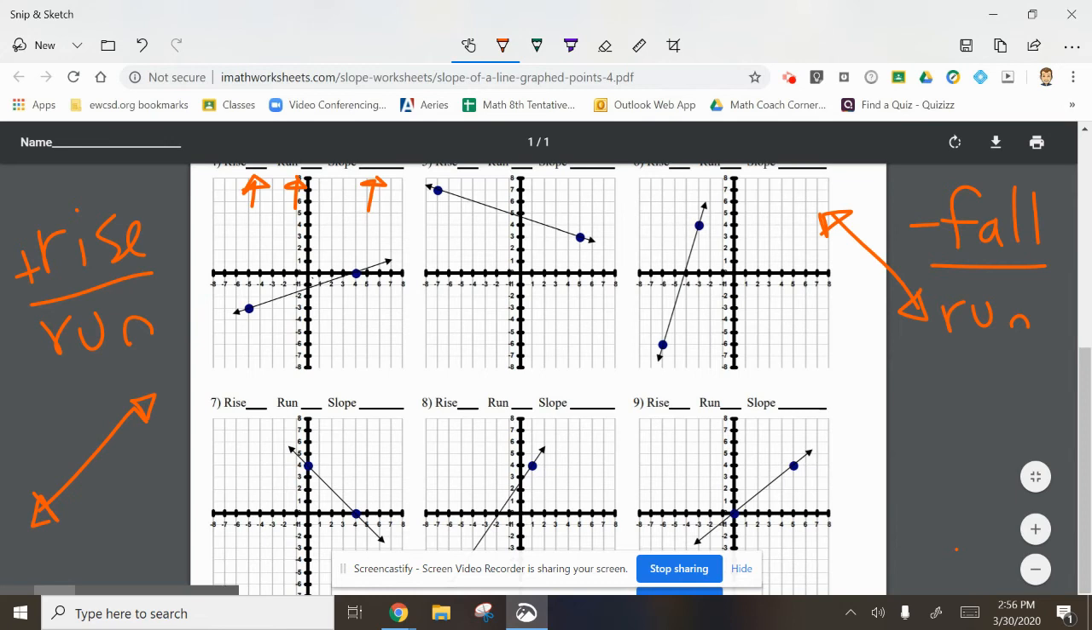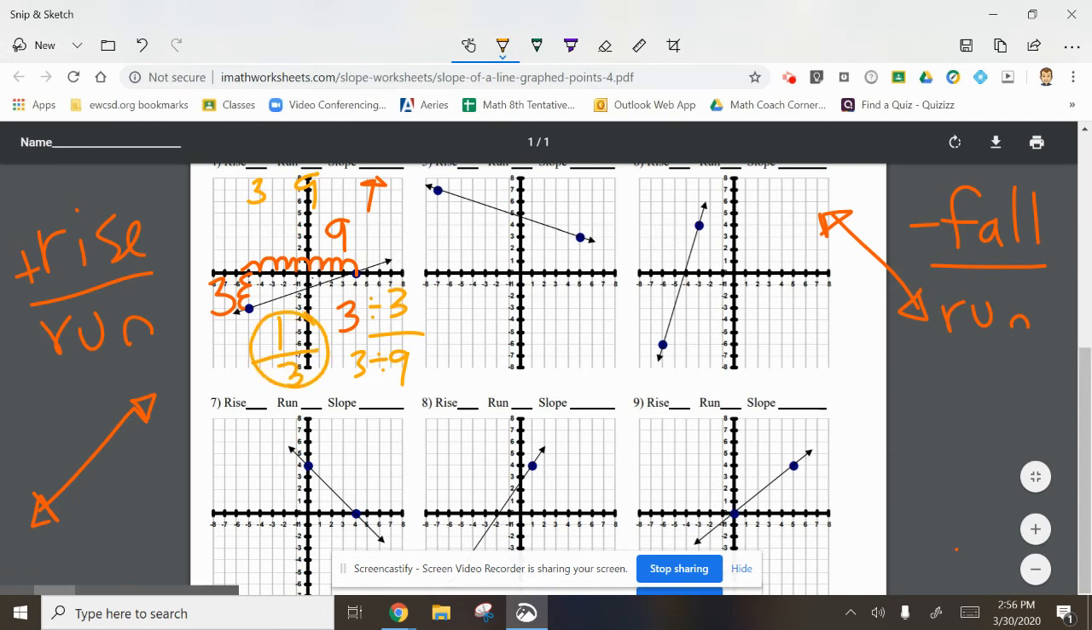So let's process what we're doing in the first one. We're going to rise 1, 2, 3. And then you can see we're going to run 1, 2, 3, 4, 5, 6, 7, 8, 9. So you would put 3 here. If you were doing this paper at home, your rise would be 3, your run would be 9, your slope would be 3 over 9. And guess what? You could take 3 out of that. You could reduce it, divide 3 out of it, and it would actually become 1 over 3.